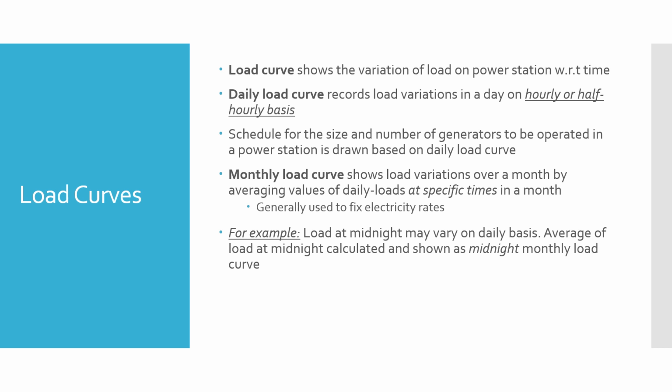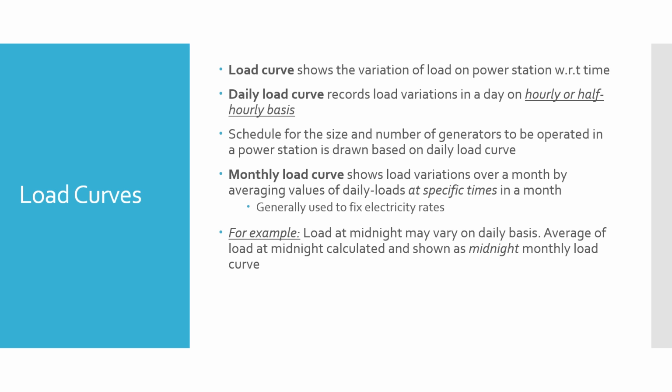So like this, the monthly load curve can take on many forms. One form may be that all the 30 or 31 days of the month are shown on the x-axis, and on the y-axis the average load against each day is plotted. Or in another scenario, the time axis may only contain 24 hours, but for each hour we have the average of the load which occurred at that particular time across the 31 days.